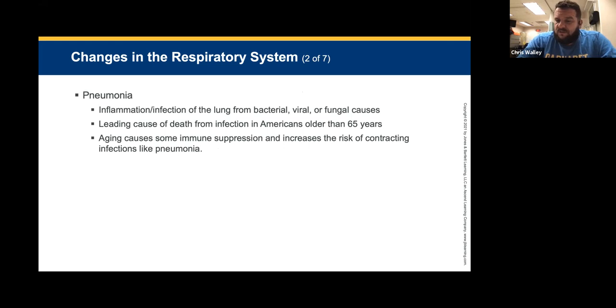Inflammation or infections of the lung from bacterial, viral or fungal causes result in this. It's the leading cause of death from an infection in Americans older than 65. That's sad that pneumonia and these lower respiratory diseases are a pretty big cause. Aging causes some immune suppression and increases the risk of contracting infections such as pneumonia.